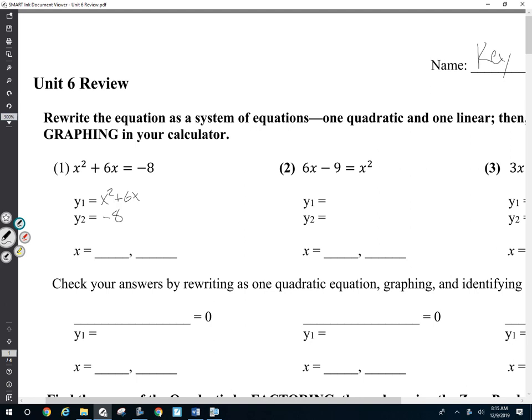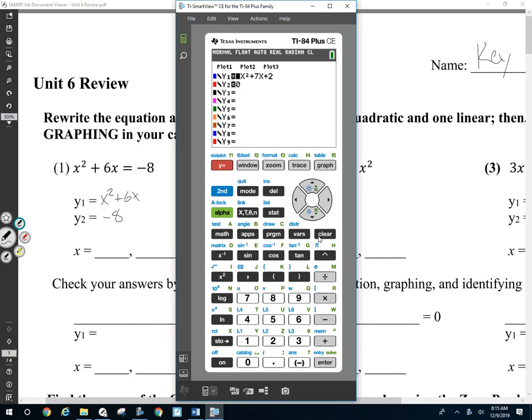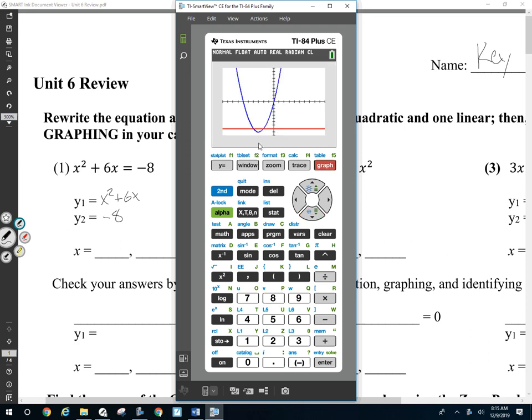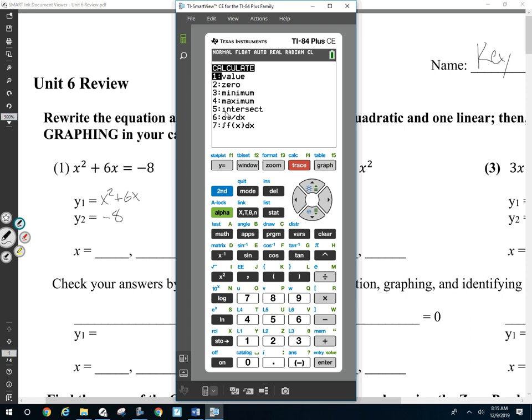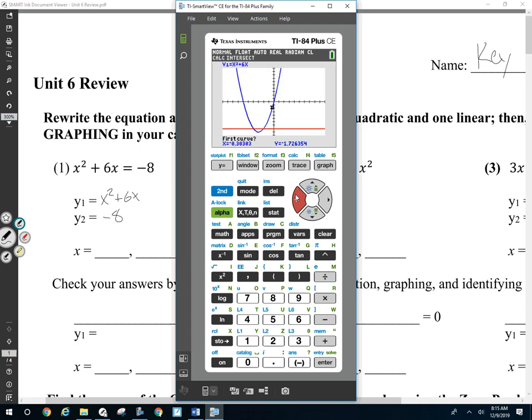We kind of talked about this back in the absolute value unit. So you could graph y equals x squared plus 6x, and you could graph y equals -8. And we could see there's two intersections, which means there's going to be two solutions. Second calc intersect. I'll find the x coordinate that will produce a y coordinate of -8. My answer is not going to be -8. That's when y is -8. It's when x is -2, this will be -8.